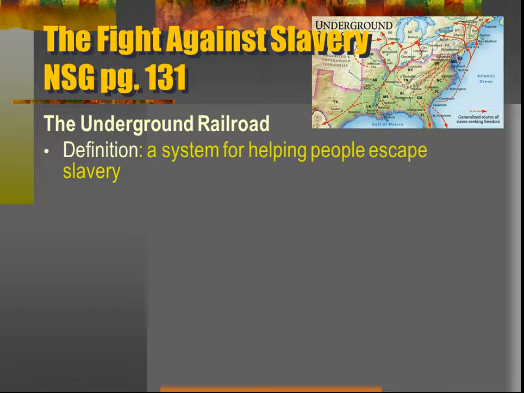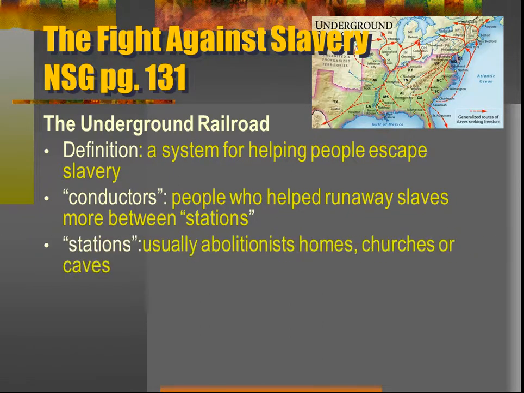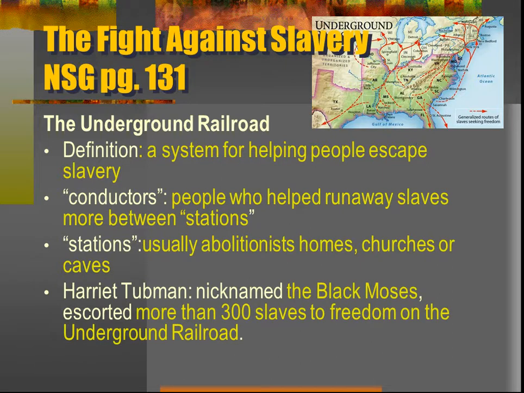This was a system for helping people escape slavery, and conductors would talk in code. Conductors were people who helped runaway slaves between stations, usually homes, churches, sometimes caves, and different places like that. Harriet Tubman, nicknamed the Black Moses, escorted more than 300 slaves to freedom on the Underground Railroad during her lifetime.